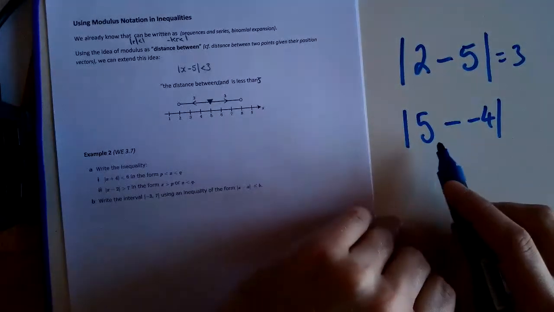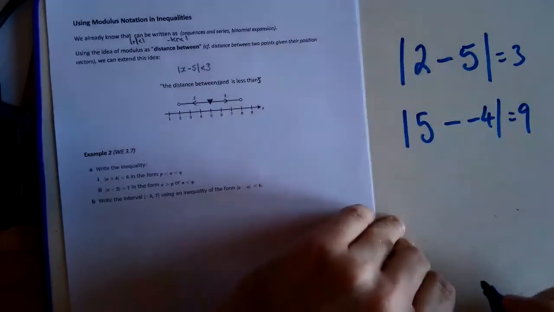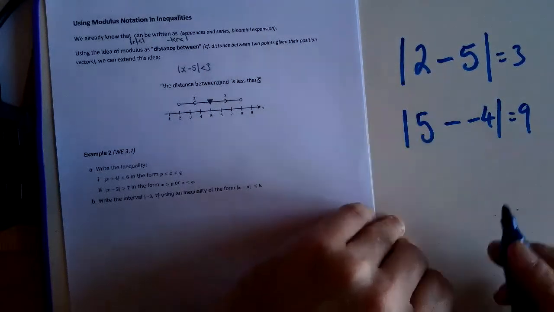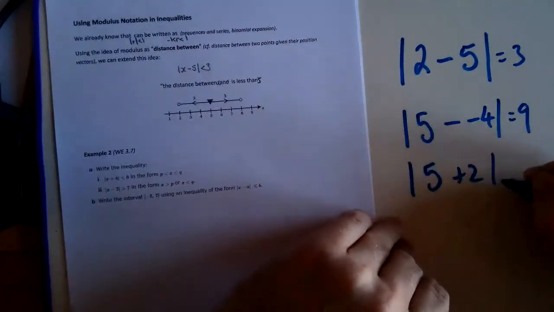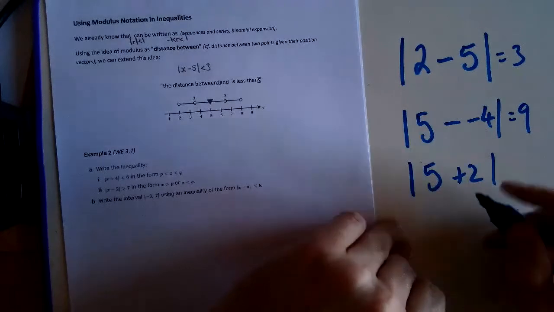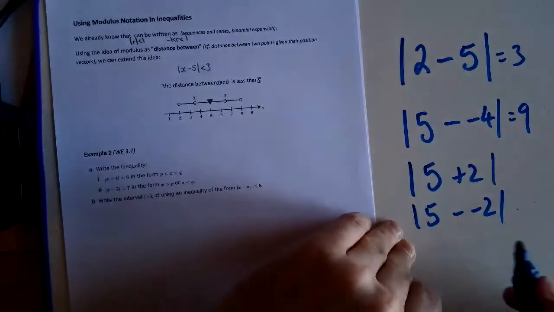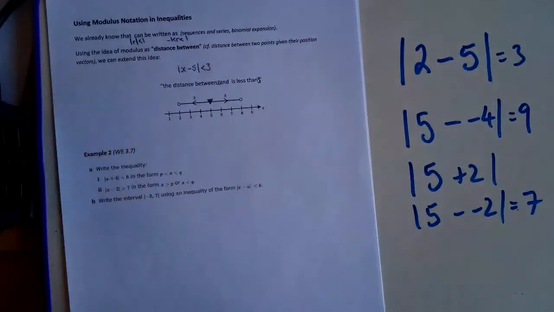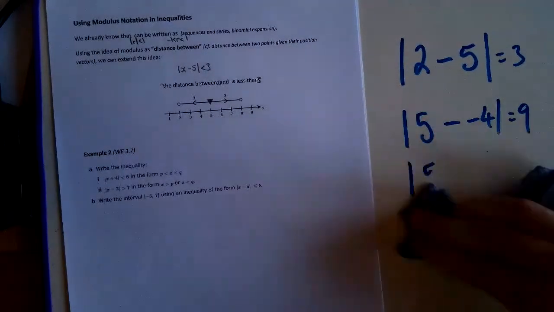Okay, let's try this one. What's the distance between 5 and -4? Well, that's 9. 5 add 4 is 9. Modulus of 9 is 9. Okay, let's try and use this trick. If there was a plus in the middle, how would we do that? Well, plus, I can always write as a minus negative. So what's the distance between 5 and -2? 7.